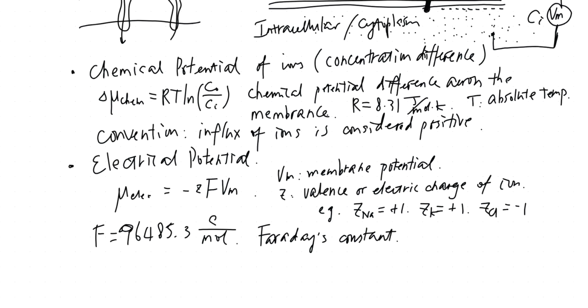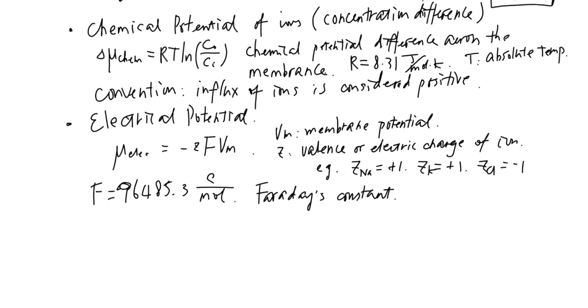You can see that by using this sign convention of electrical potential, I have a negative sign in front. And usually membrane potential is also negative. That means if you have a positively charged ion, the electrical potential will give you a positive value. That is consistent with our convention that influx is positive, because a positive ion outside of the cell would like to move into the cell due to the electrical field.